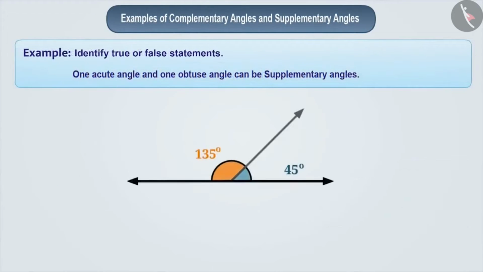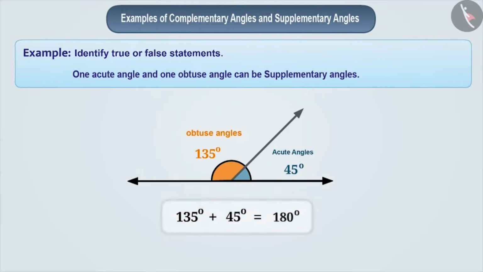Remember, if one angle is acute and the other is obtuse, then their sum can be 180 degree, which means they can be supplementary angles.